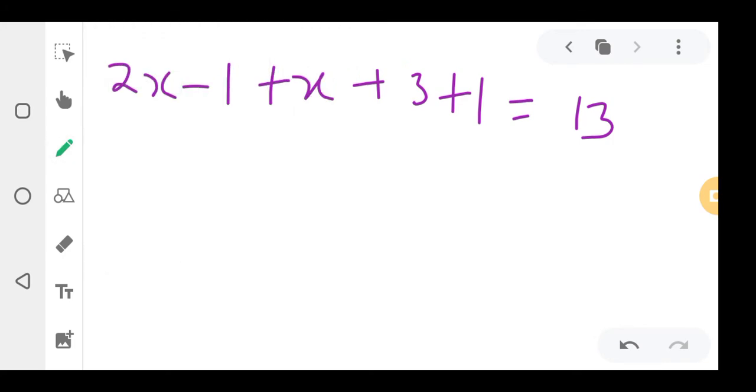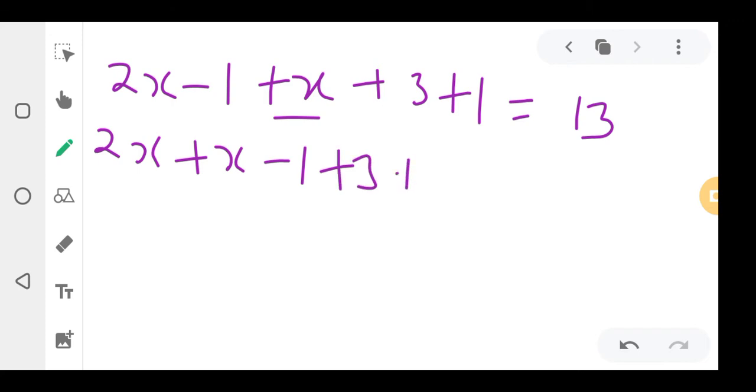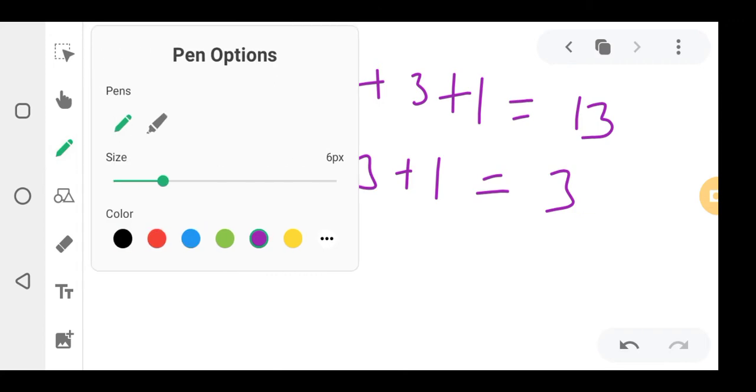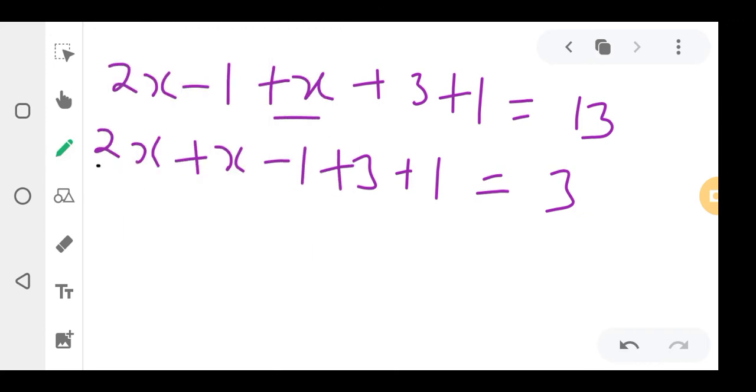Then you add. You group the letters together, 2x and also this plus x, and then this is minus 1, plus 3, plus 1 is equal to 13. You group the letters together, and the numbers together. So what do you have? This plus this is 3x. Negative 1 plus 3 will become positive 2, and then there's plus 1 there.